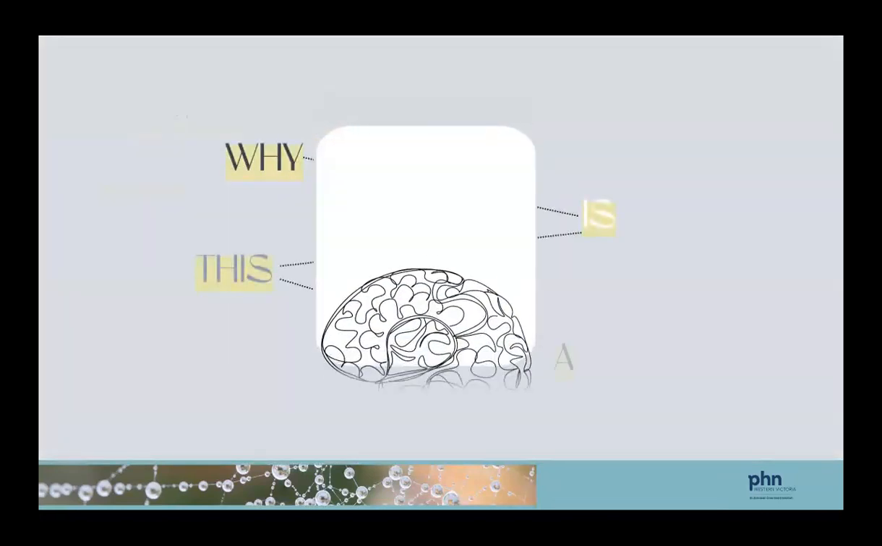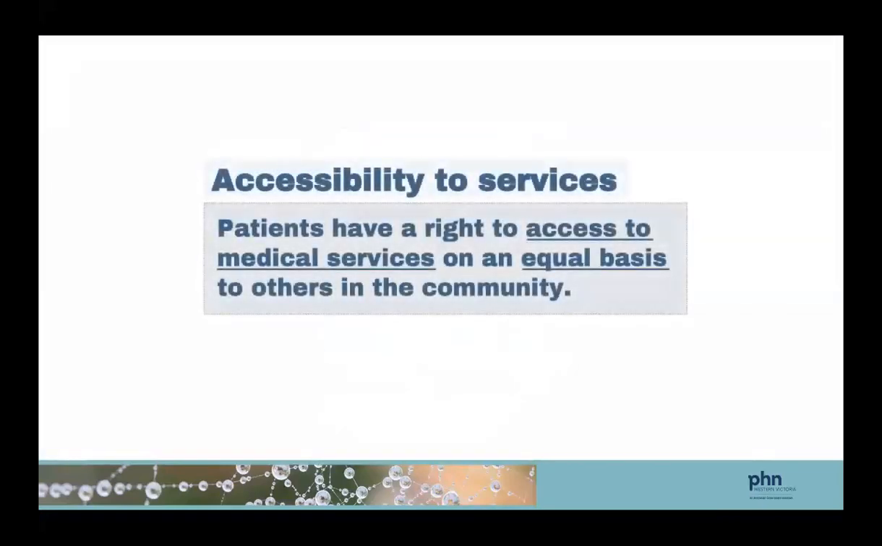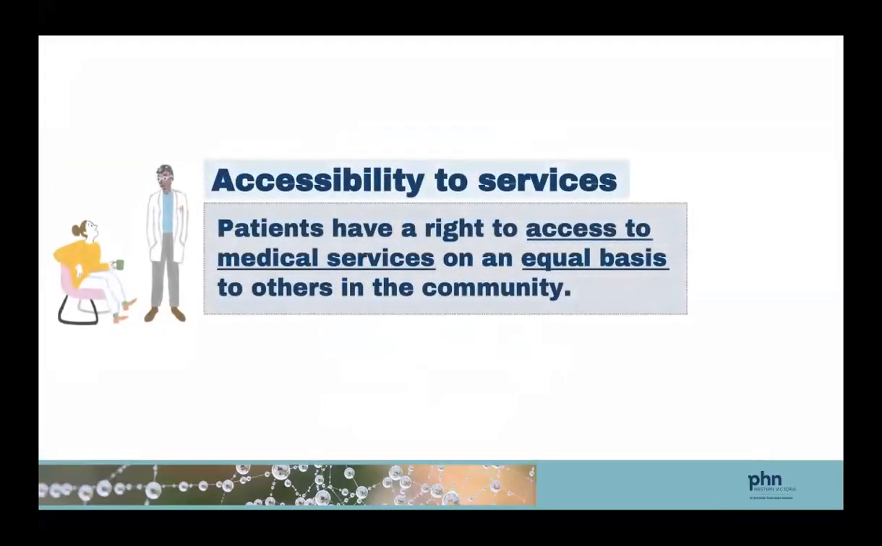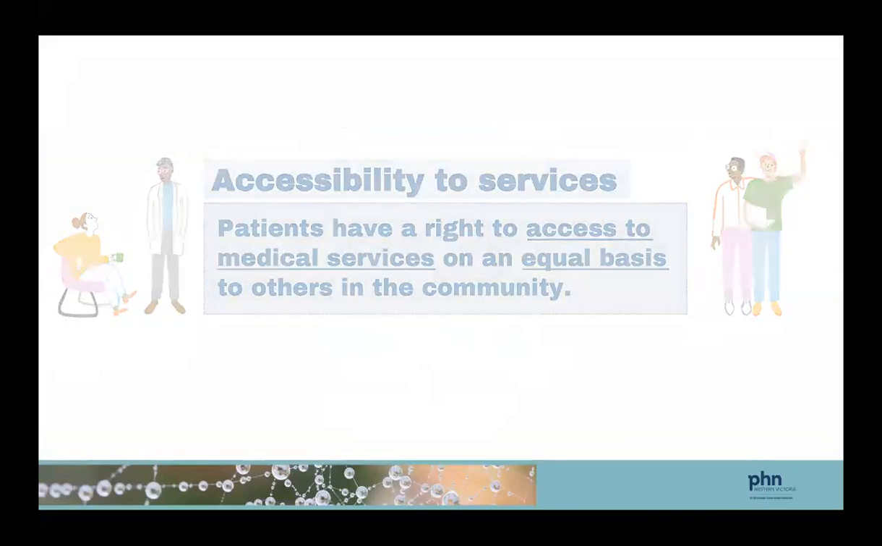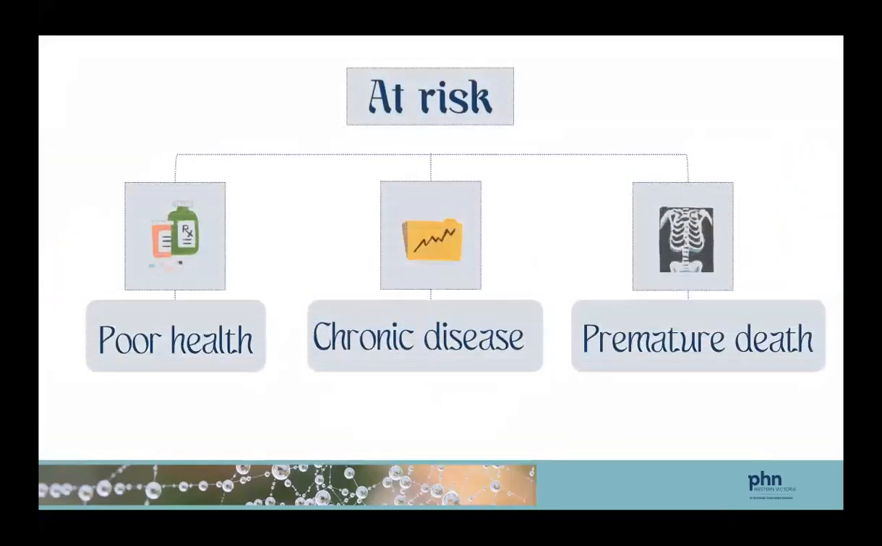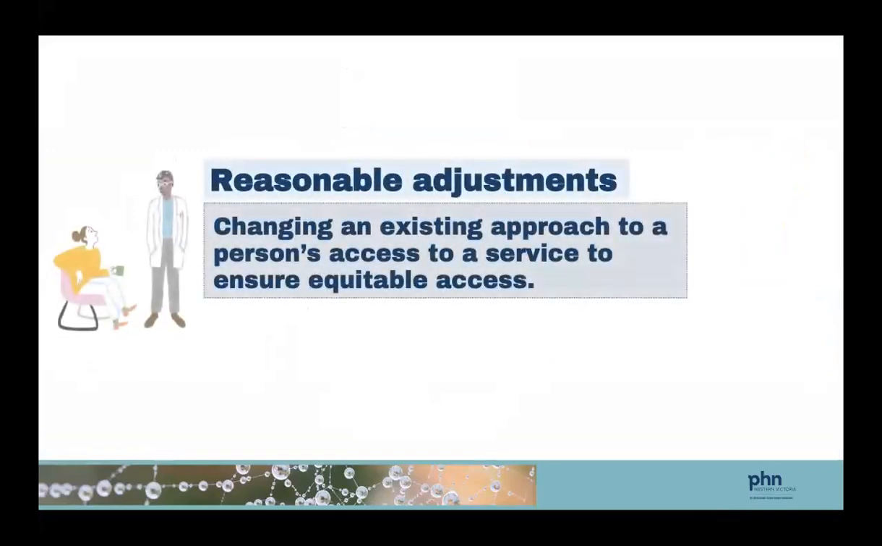Why is this a problem? First, patients have a right to access to medical services on an equal basis to others in the community. Secondly, they are at high risk of poor health outcomes, chronic disease, and premature death. Reasonable adjustments means changing an existing approach to a person's access to service.